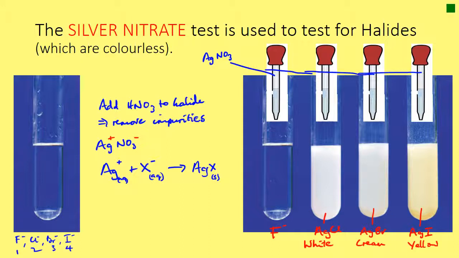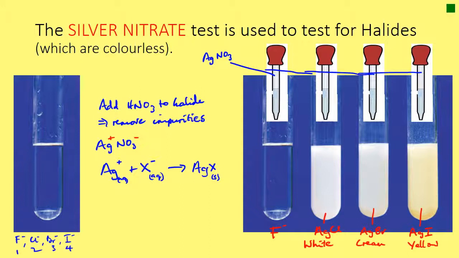So for fluoride, you do not get a precipitate. And so that's clear. If you don't get a precipitate, you know that it's fluoride. And for chloride, you get a white precipitate. So this is a white precipitate of AgCl, and let's just label it as white. And for the bromide, you get a precipitate of silver bromide, and that's called off-white or cream.